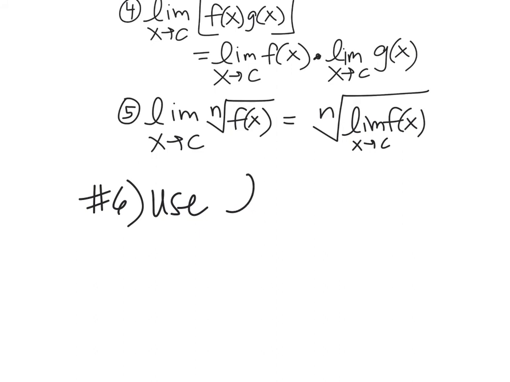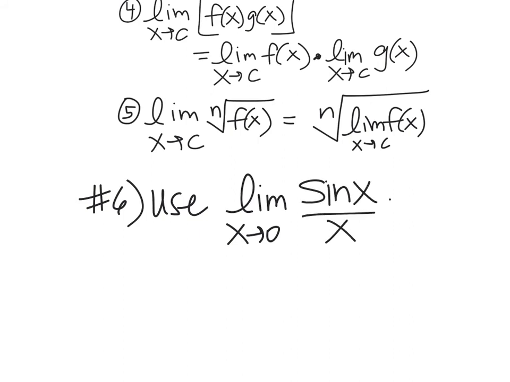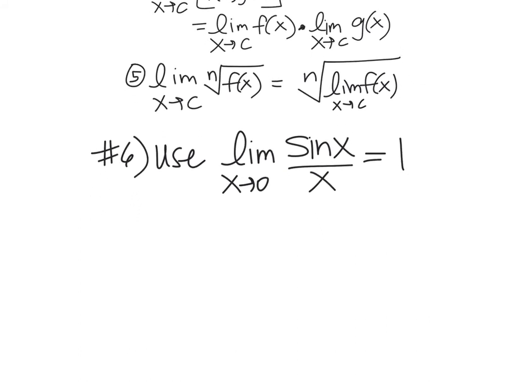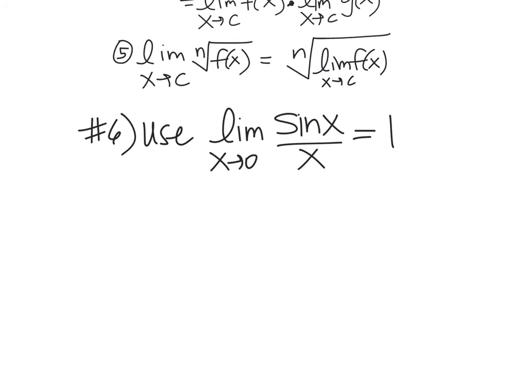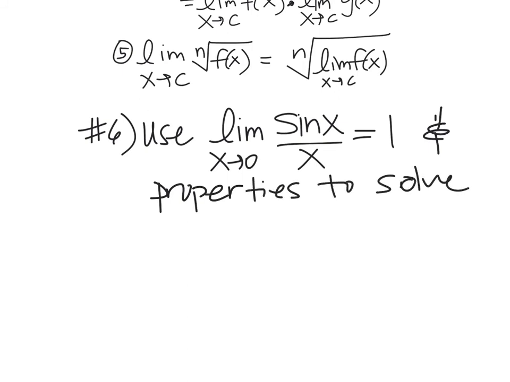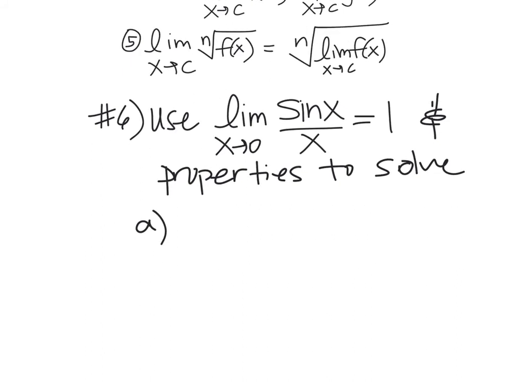Use the limit as x goes to 0 of sine x over x equals 1. We did that one earlier. We know that that's the limit. We're going to use that limit and properties to solve these other ones. I've got 3 of these for you, and that'll be it for the day.